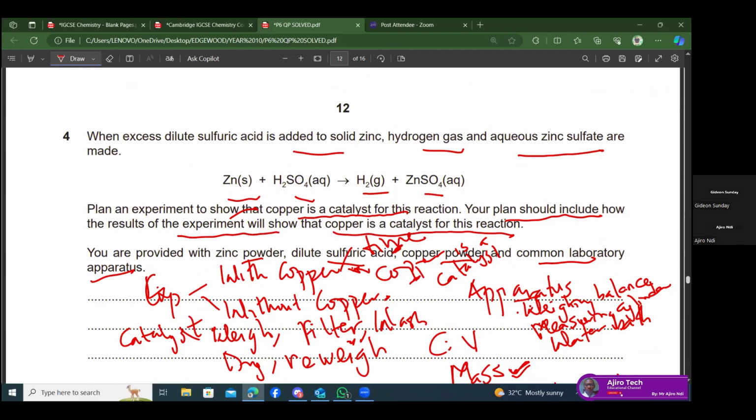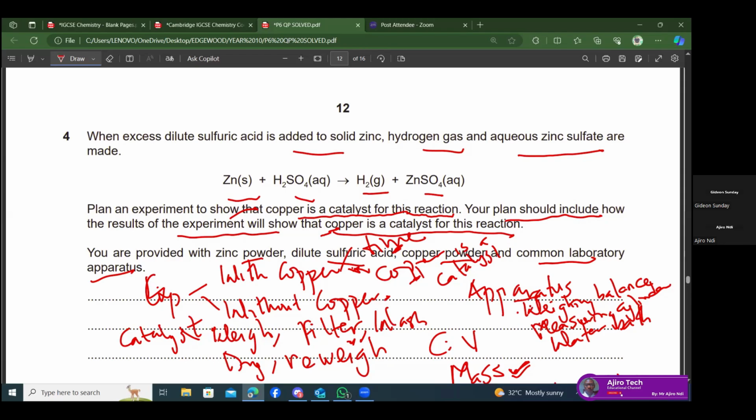It says when excess dilute sulfuric acid is added to solid zinc, hydrogen gas and aqueous zinc sulfate are made. Plan an experiment to show that copper is a catalyst. This is very important. Your plan should include the result of the experiment to show that copper is a catalyst for this reaction. So it means you have two reactions that you're going to be performing, the one with copper as a catalyst and the one without copper as a catalyst. Your catalyst is given, the reactants are given.